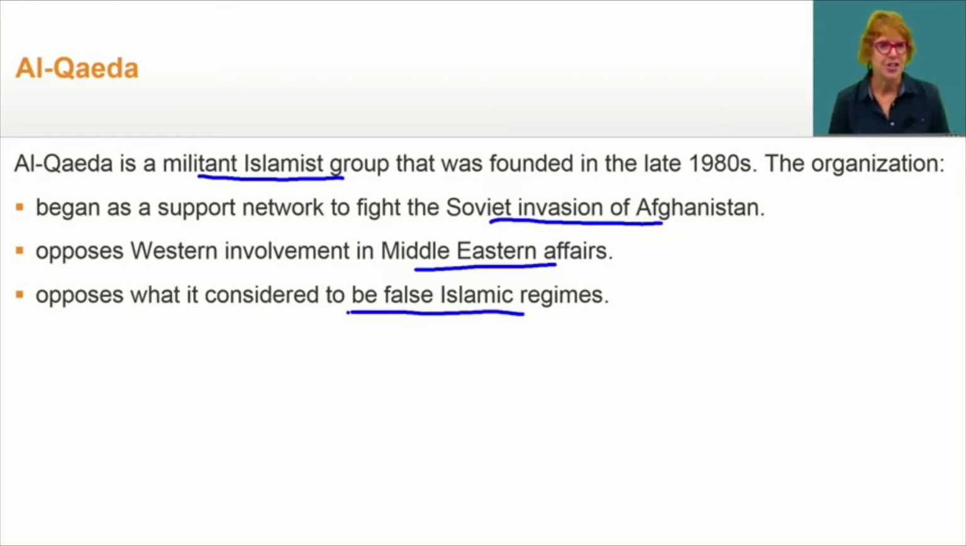These terrorists are just a small part of the Islamic population. It is not typical for a Muslim to be a terrorist.